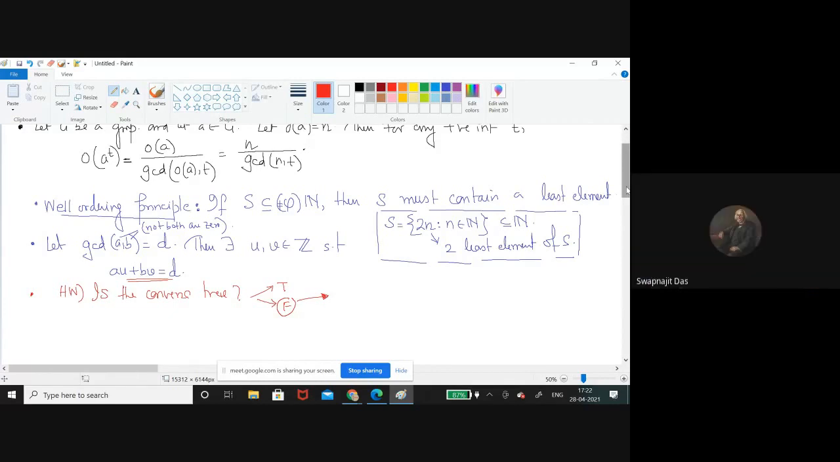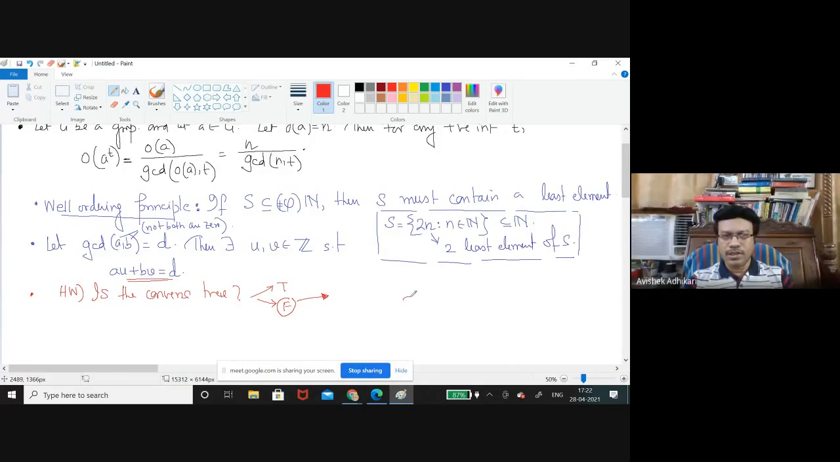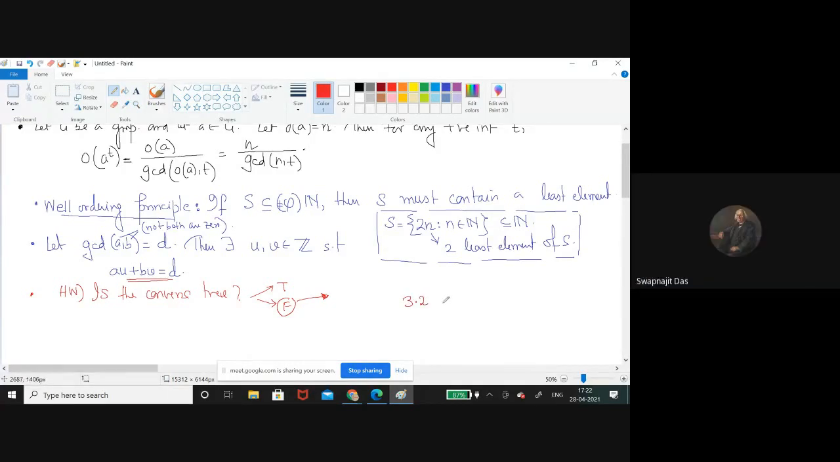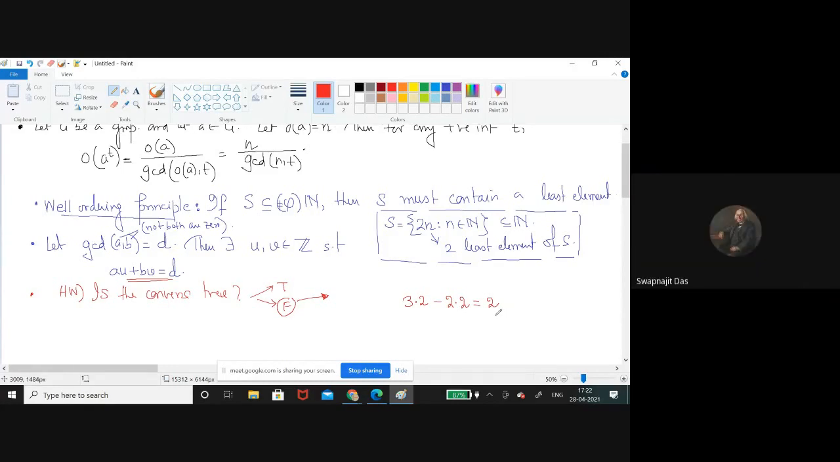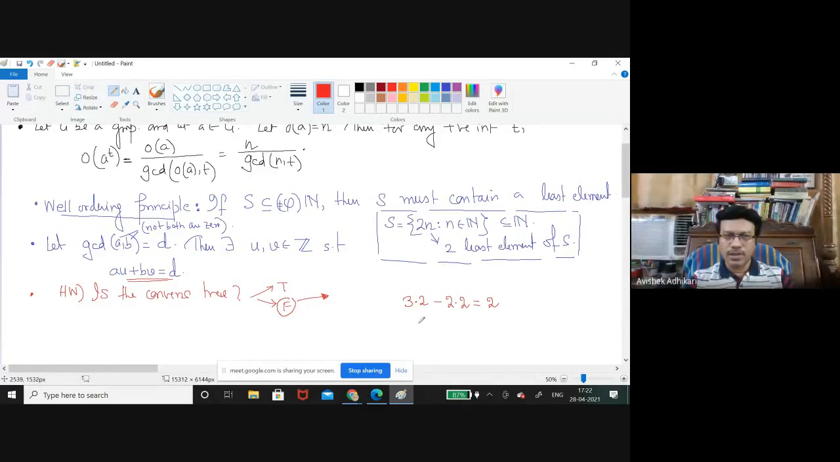Yes, please. 3 into 2 minus 2 into 2 equals 2. Yes. But here, GCD of 3 and 2 is not equal to 2. It will be 1. So here GCD of 2 and 3 equals 1, but not true.